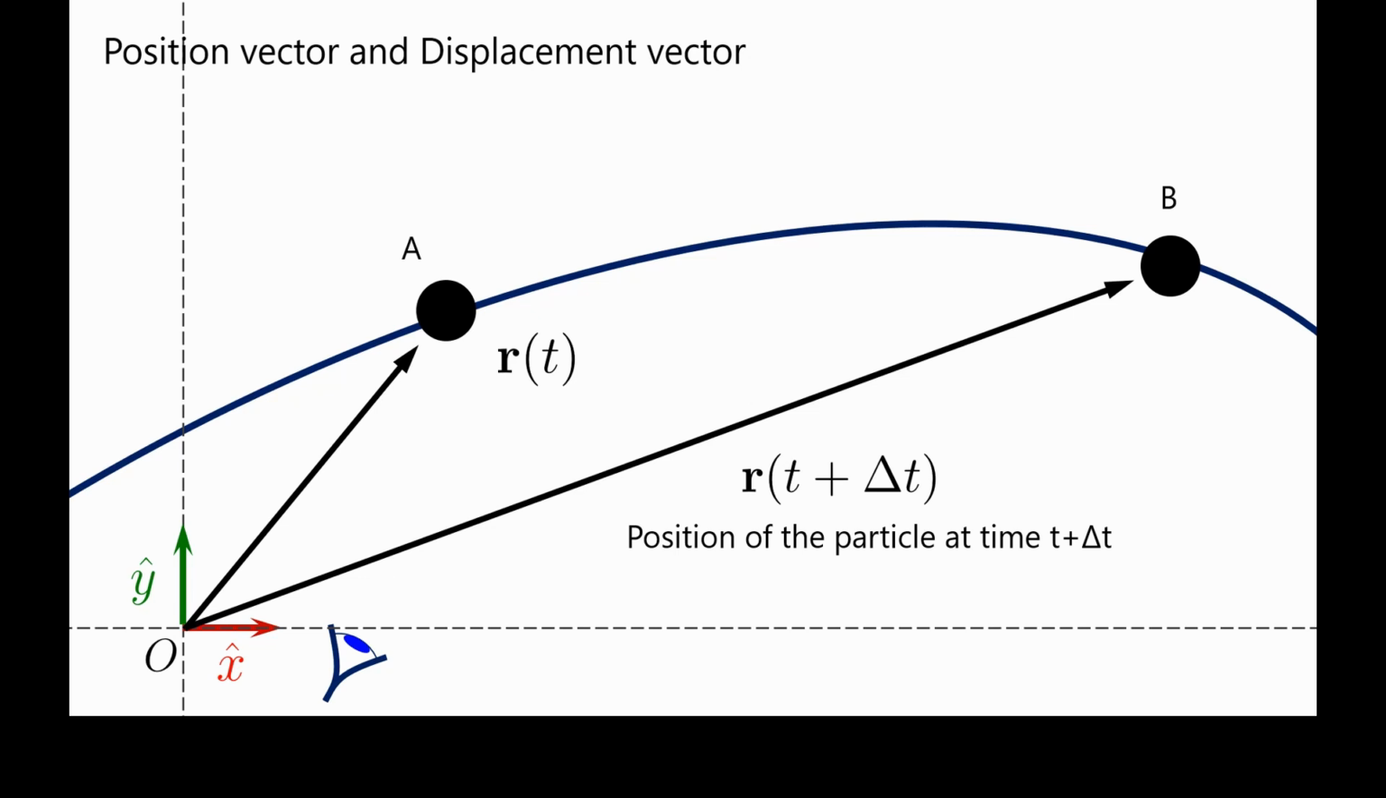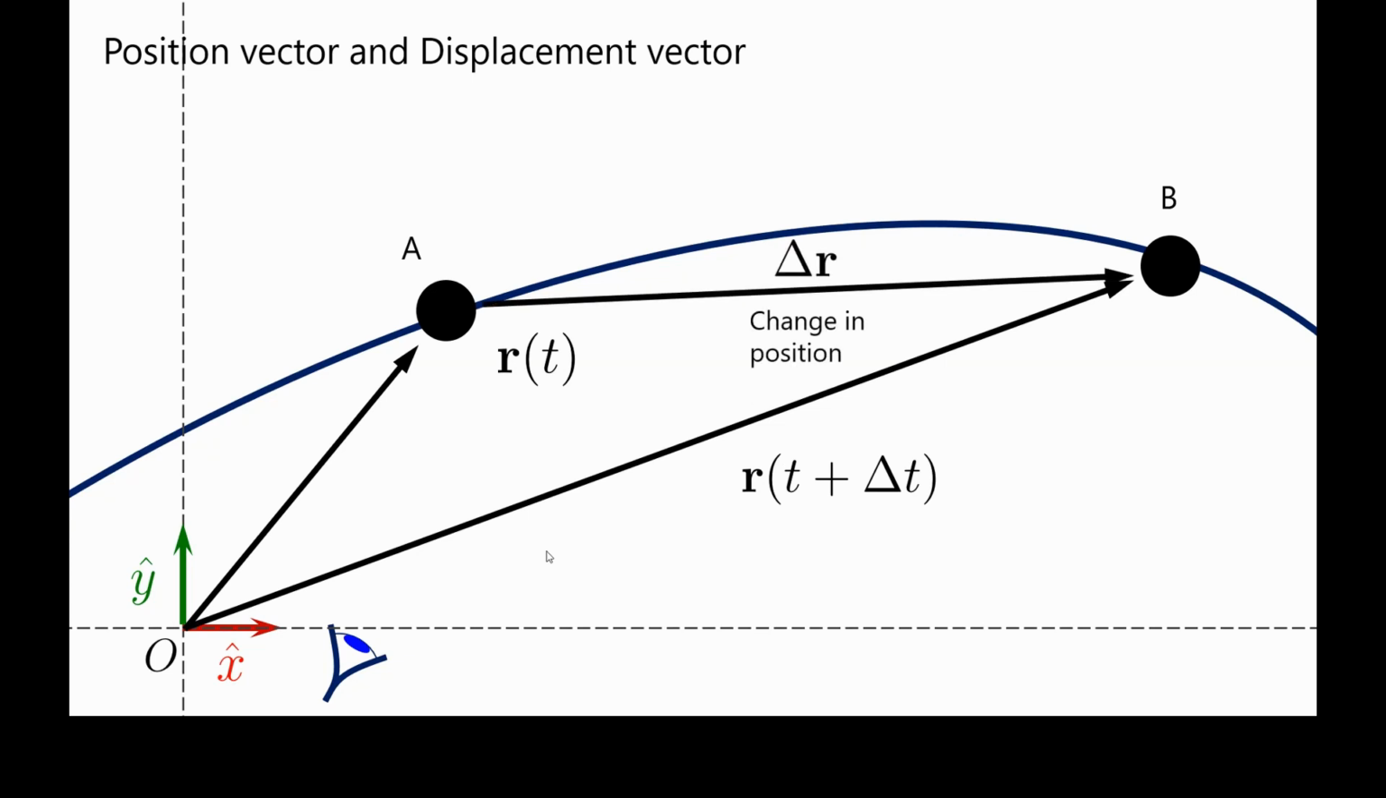So at the change in time delta t, your object moved from A to B. So the position vector r(t + delta t) would look like this. Next, the change in position delta r would look like this. So the change in position between A and B would be delta r. And then this delta r is equivalent to the difference between the two position vectors that we defined earlier. So r(t + delta t) minus r(t). That's it.